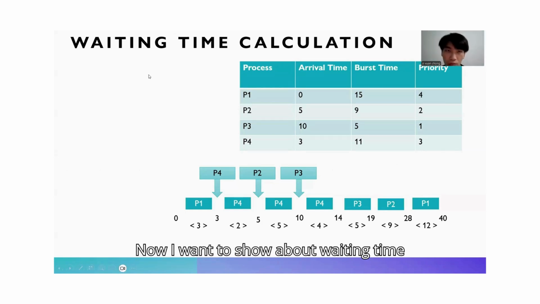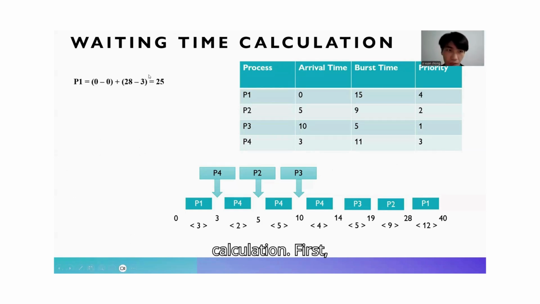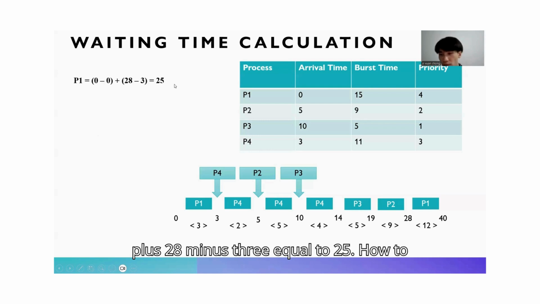Now I want to show about waiting time calculation. First, P1 equal to 0 minus 0 plus 28 minus 3 equal to 25. How to get the 0? The 0 is the starting time of P1. You can see this is 0 minus the arrival time. So this is 0 minus 0.